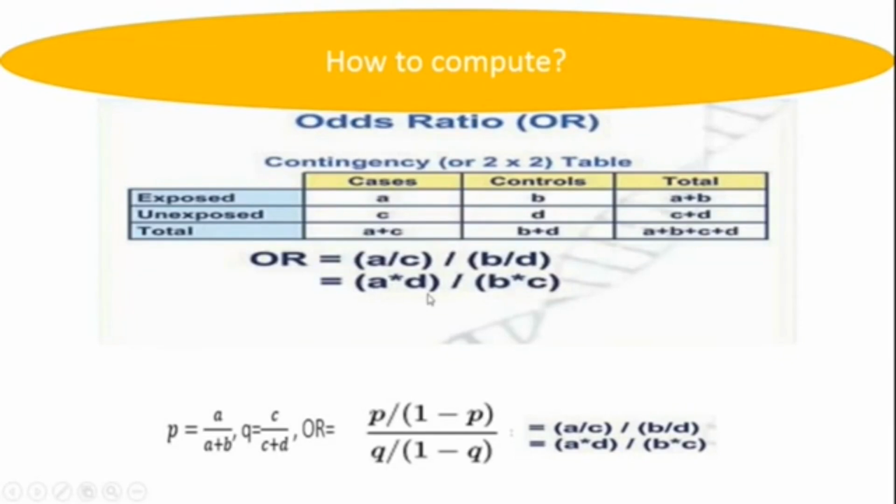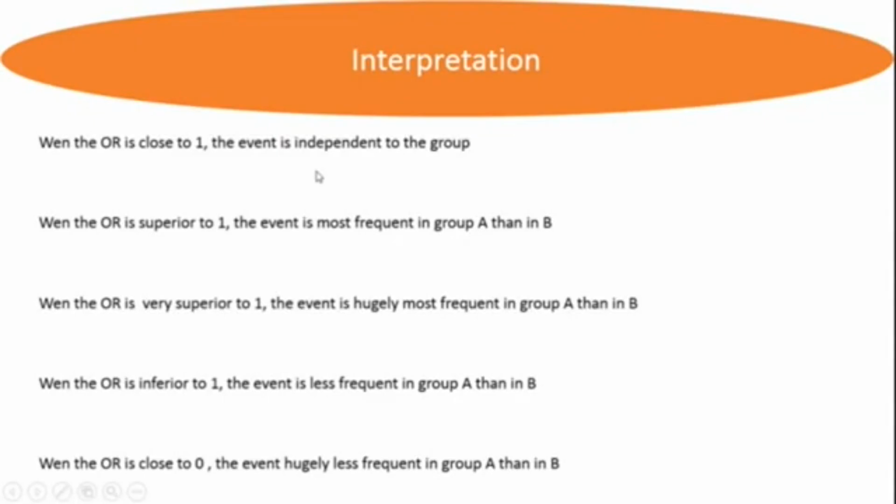So what's the interpretation of the odds ratio? When the odds ratio is close to 1, the event is independent of the group. That means that if our main variable is a disease, like in the previous table that we showed earlier, we can say that if the odds ratio is close to 1, maybe disease and gender are independent. Gender didn't significantly influence the occurrence of the disease if we have an odds ratio close to 1.